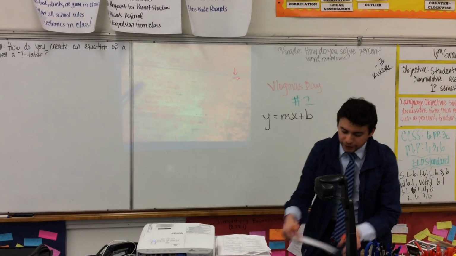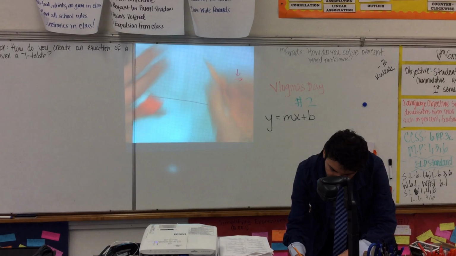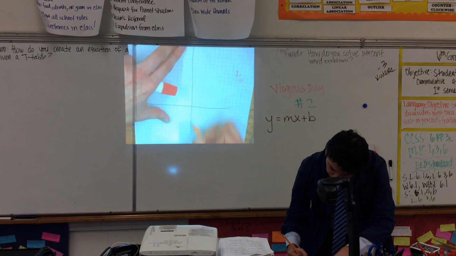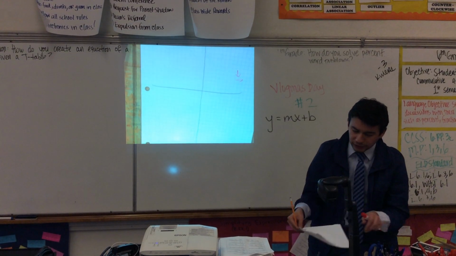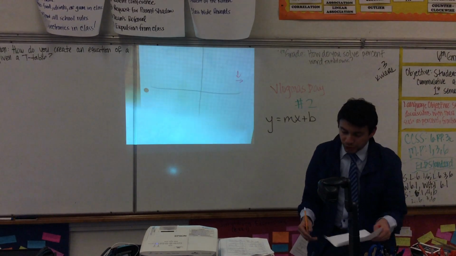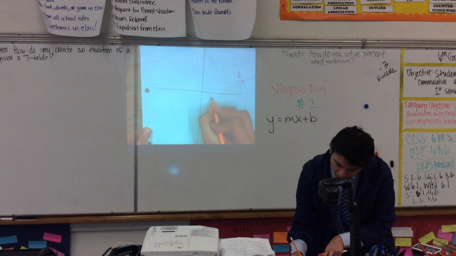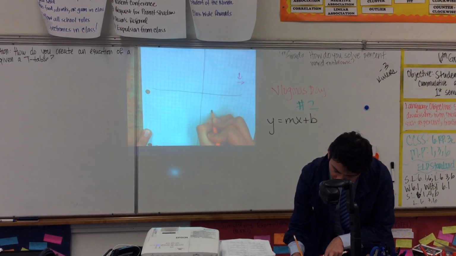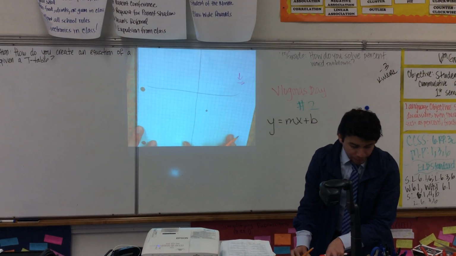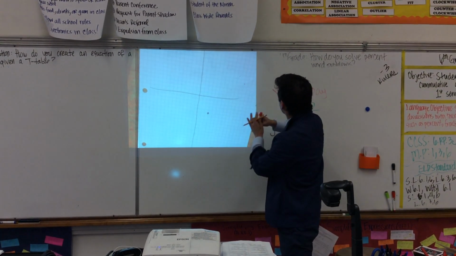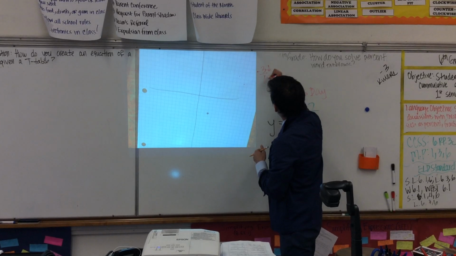Look, this is the old-fashioned way, the way you learned it in the last video. So I'm going to pick 3, negative 5. 1, 2, 3, 1, 2, 3, 4, 5. There it is. Now my slope is negative 3 over 1. 1 down, 1 to the right.